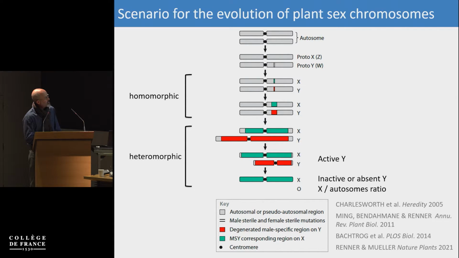So actually, in the first step, the Y chromosome will grow larger than the X, and then it will become smaller. Then the Y is so degenerated that it stops having an active role in sex determination, and can even be lost. And we have this X-to-autosome ratio sex determination type.